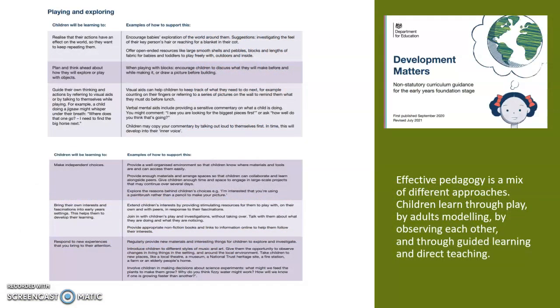The DfE document, which looks a lot better, I have to say, since they've reworked it in this A3 format, and they've added a few pictures, which breaks it up a bit. Here they talk about effective pedagogy as a mix of different approaches. Now, pedagogy is something we're going to look at in a little more detail in this module. It says that children learn through play, by adults modelling, by observing each other, and through guided learning and direct teaching. The play and exploring section is under the characteristics of effective learning, and this is where you can find it in this document.